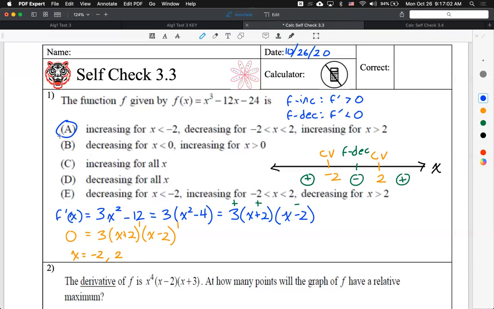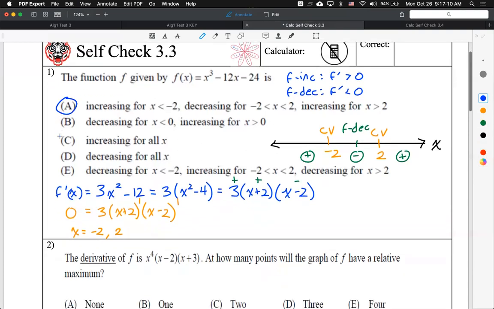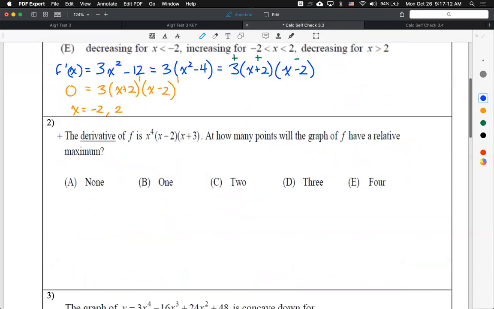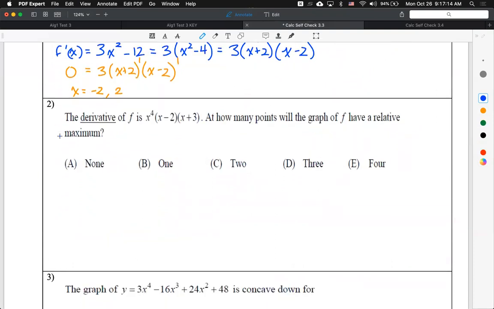All right, fist of 5 on number 1. 4.5, 3, 4, 3. Okay. Any questions? Then we're moving on to number 2. Oh, it gives us the derivative already. Okay, so the derivative is this thing. How many points will the graph have a relative maximum? So let's go ahead and define that.